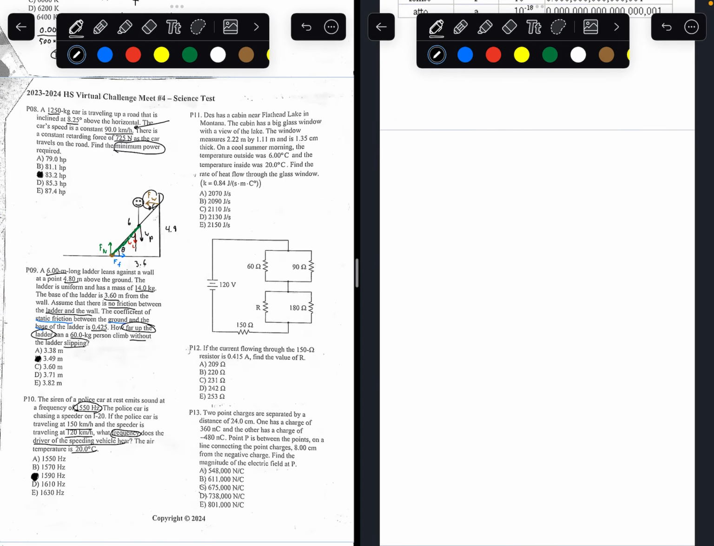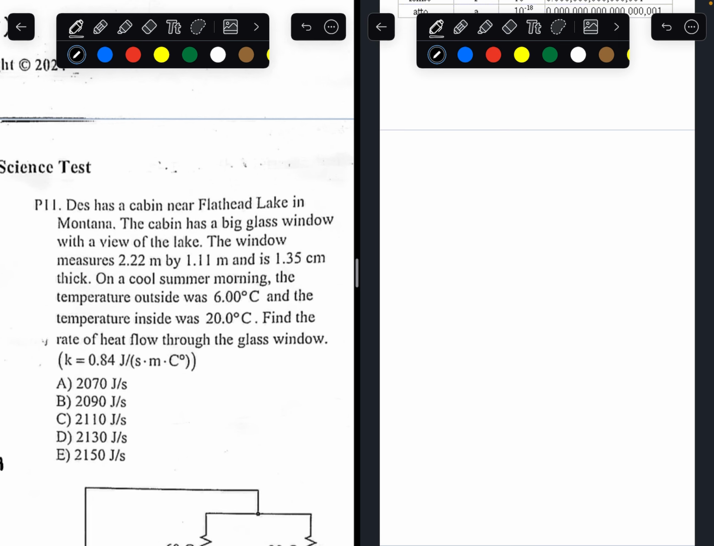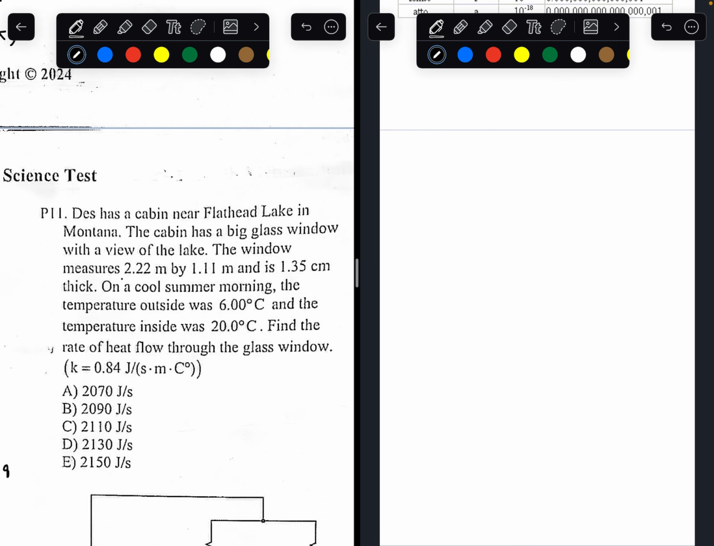Number 11. Des had a cabin near Flathead Lake in Montana. The cabin had a big glass window with a view of the lake. The window measures 2.22 meters by 1.11 meters and is 1.35 centimeters thick. On a cool summer morning, the temperature outside was 6 degrees Celsius and the temperature inside was 20 degrees Celsius. Find the rate of heat flow through the glass window.